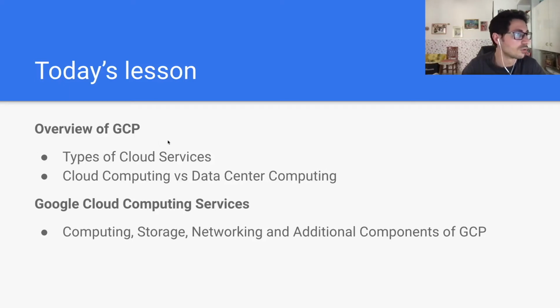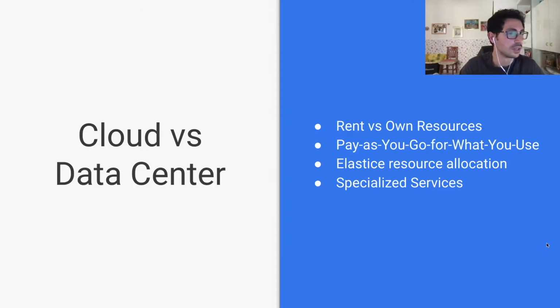So we will see an overview of GCP, types of cloud services, cloud computing versus data center computing, and then Google Cloud Computing Services, where we will see a high level point of view for today, but then we will go into details, of course, in the next lessons, a lot of stuff really, like computing, storage, networking, and additional components of GCP. So let's start.